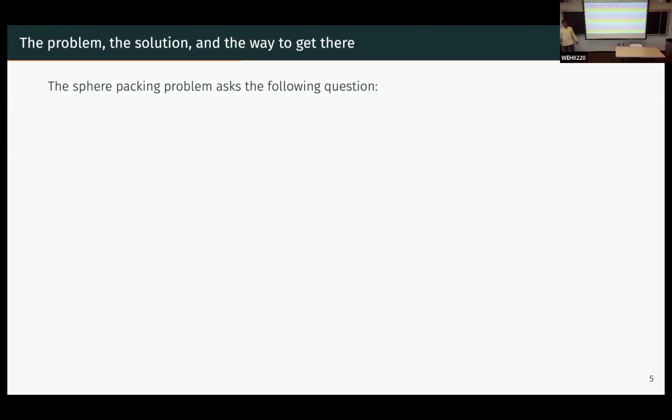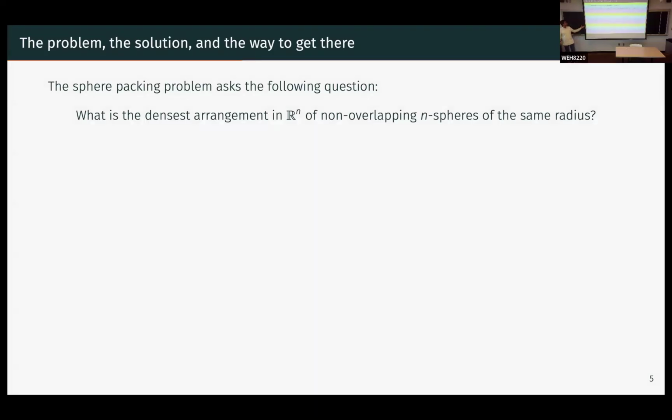Okay, so the sphere packing problem asks the following question. I'm sure you know what question it asks. What is the densest arrangement of non-overlapping spheres in Rn? Well, in R, this just looks like intervals, right? You can just take the unit interval, take many copies of it, and that's good enough.